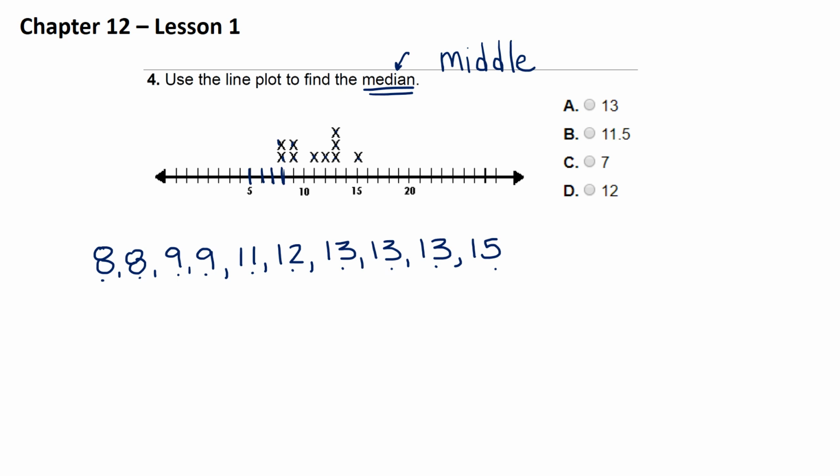Because we have an even number of data points, we will not have an exact middle, so we'll have to figure that out when we get there. I'm going to go 3 to the left, 3 to the right, then left, left, right, right, and my middle is right here. So I have to figure out what's exactly between 11 and 12. Well, halfway between 11 and 12 is 11 and a half. And that's answer choice B.